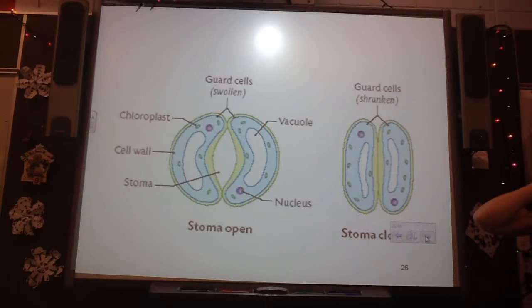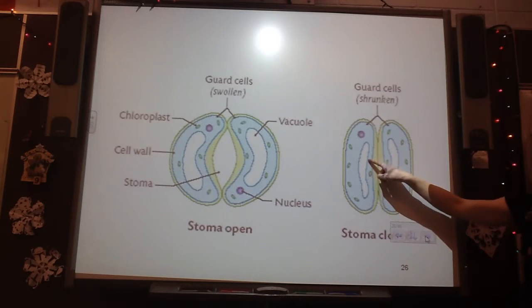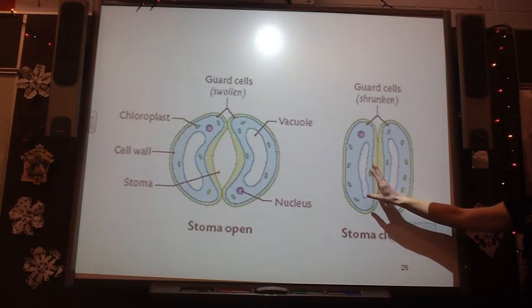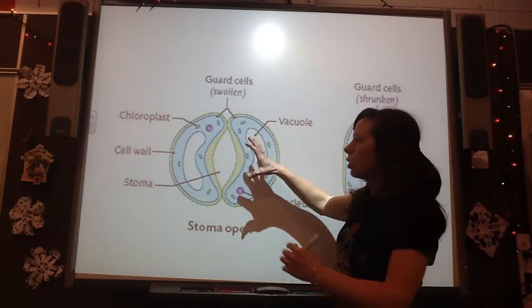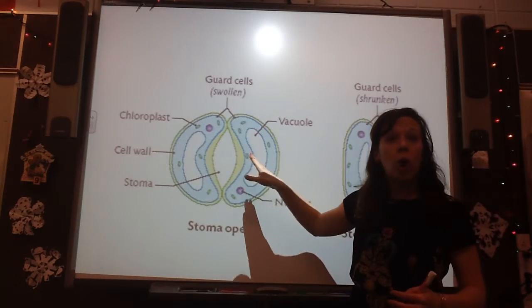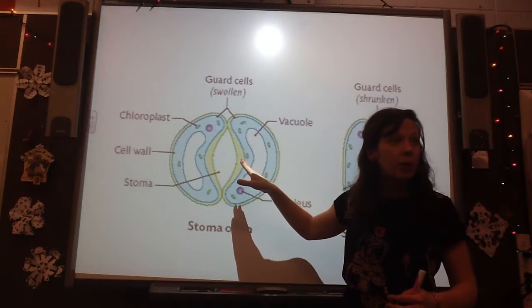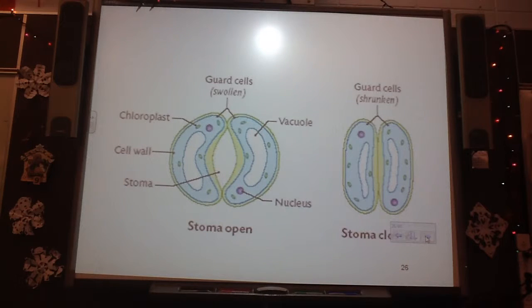So I think you guys have this picture in your notes, right? Yeah. So I show you when the guard cells are shrunk, the vacuoles in the guard cells are really tiny, like there's not as much water, so it's shrunk down and they're closed. Now if they get more water in the vacuoles, it opens up. So when a plant has lots of water, or it's in a hypotonic solution, the stomata will be open. Which makes sense because we need water to make photosynthesis happen. So when water is available, the stomata will be open.